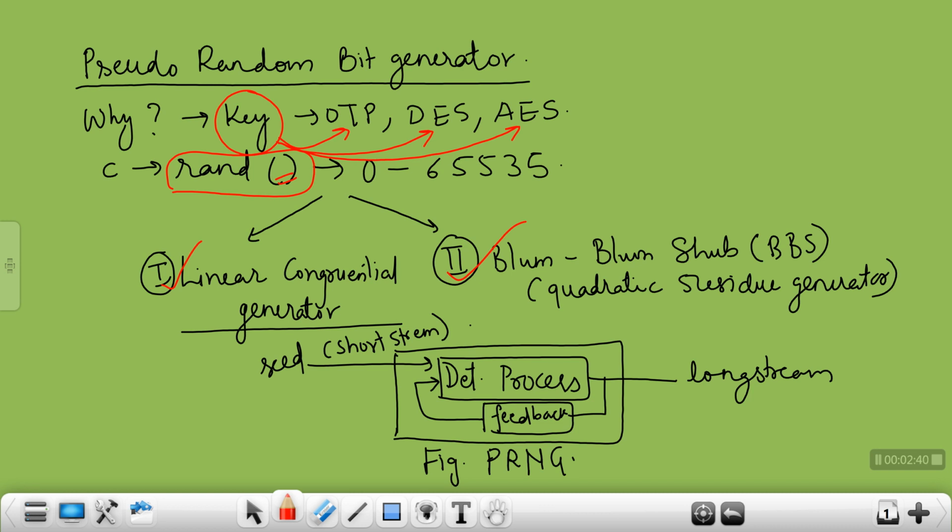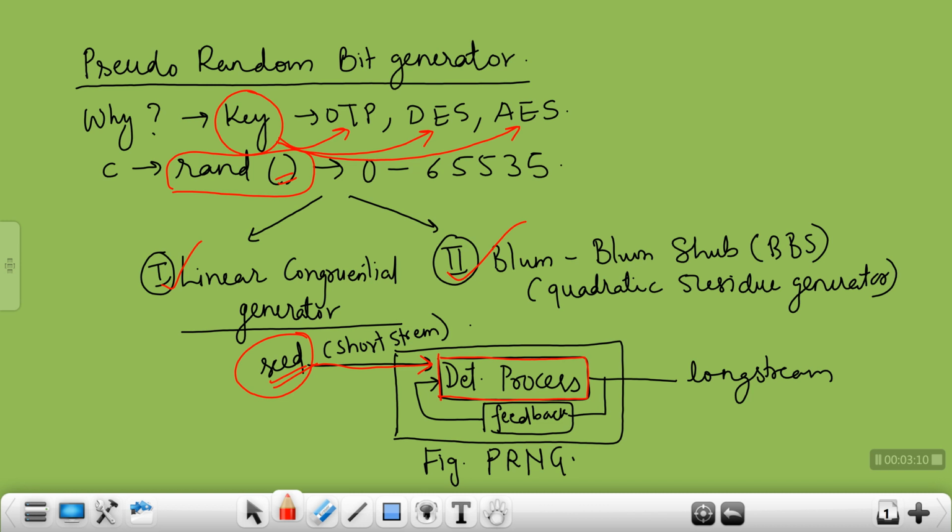What happens in the structure, as you see over here, is that a seed value is provided initially to the deterministic process. Now why do we require this seed value? Initially, if I want to generate a random number, without any input can we generate a number? No, without the input we cannot generate a number. So we require an initial seed value. That initial value that we give to the system is called the seed value.